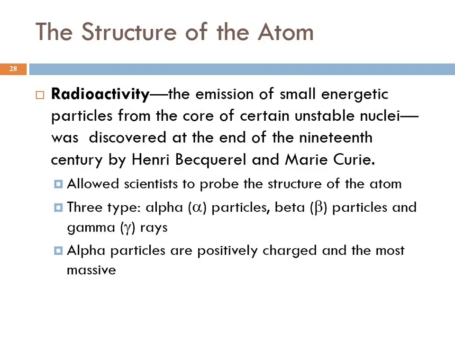Well, we know there's more now, but at the time there were three known types of radiation: alpha particles, beta particles, and gamma rays. The ones that we're interested in here are the alpha particles. Alpha particles have positive charge on them, and they are the most massive of the radioactive particles.